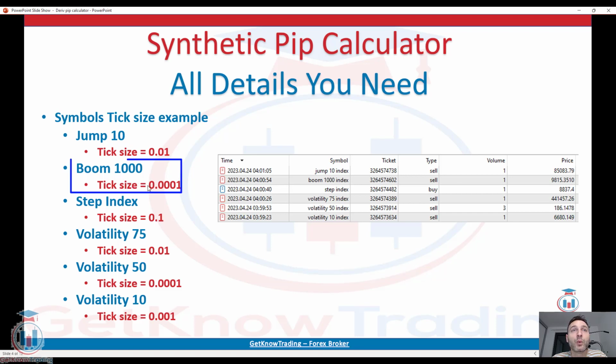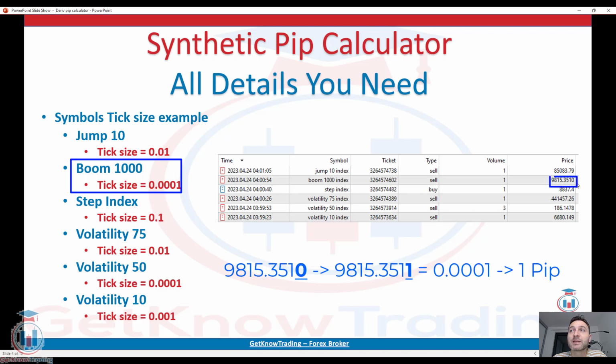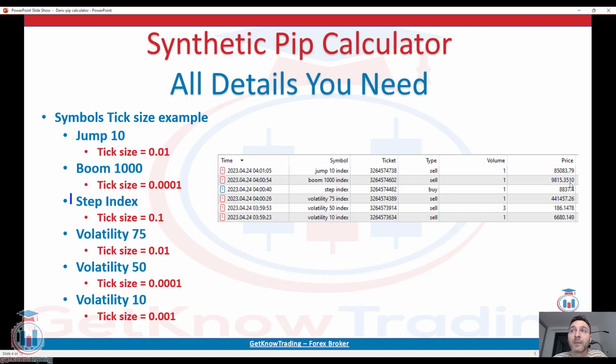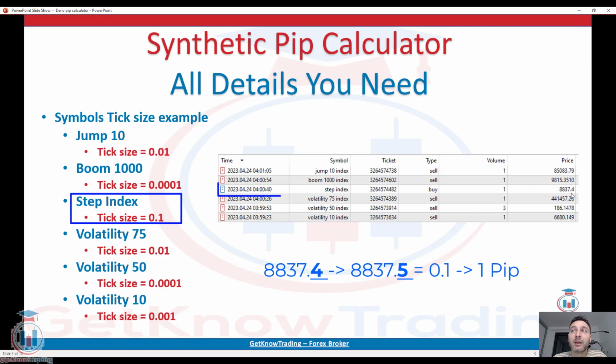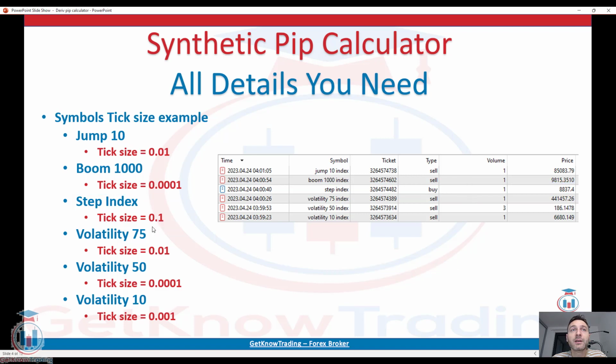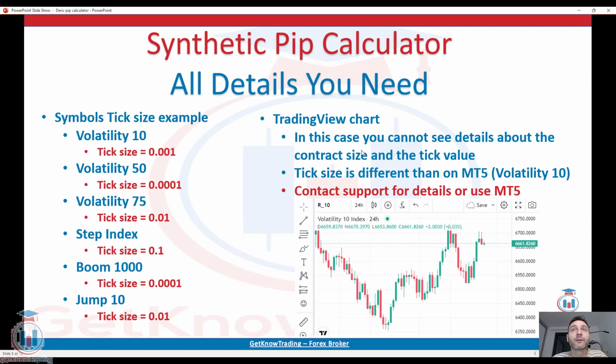Then you have Boom, which has 4 decimal places, and you can see inside the table the price it has is 9815.3510. Below that you have a Step Index, which has only 1 decimal point. It is 8837.4. Now you can see Volatility 75, 50, and they all have a different tick size. So it's very important to know what the tick size is for certain synthetic indices, which is also used in calculating the pip value. Now let's go further.